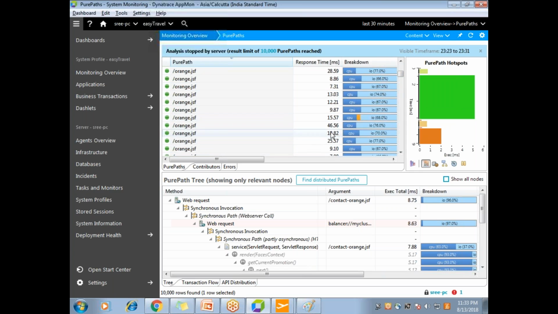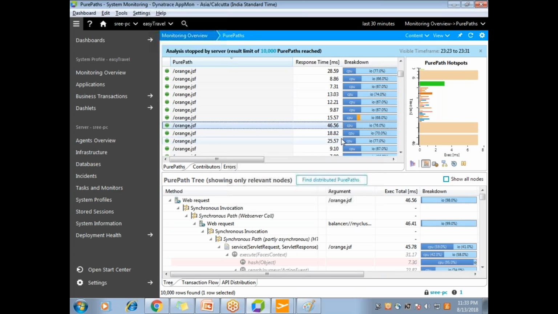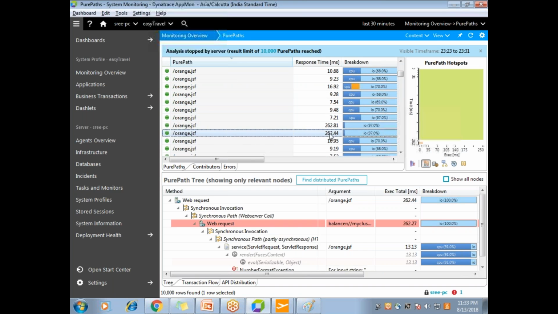So most of them are around the same time. You see this one is more, this one is more, orange.jsf. Ideally you want it to be at the same levels, but sometimes it is more. Then you have to pay attention as to why it is more. Sometimes it is even more, and this is definitely something you need to look at.